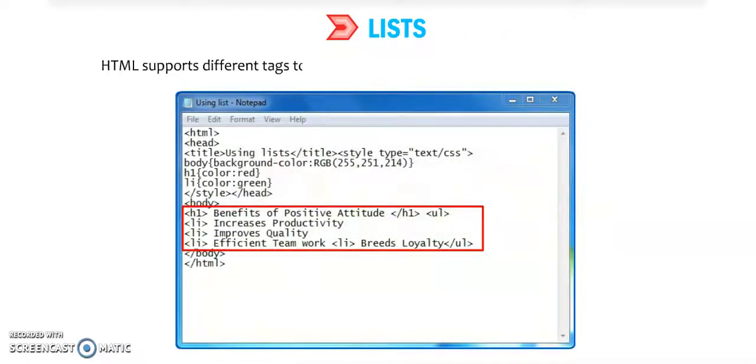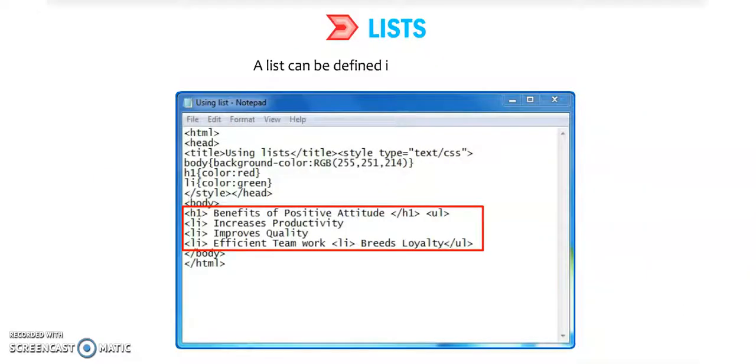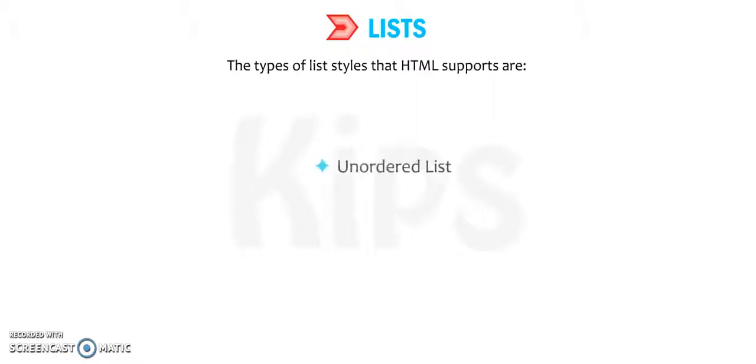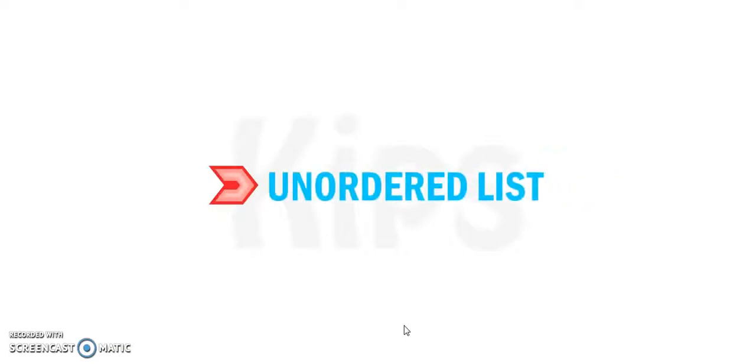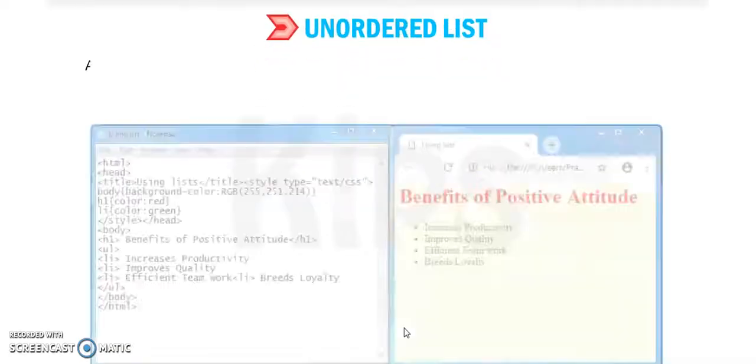HTML supports different tags to create lists for displaying list items in a specific order. A list can be defined in different styles also. The types of list styles that HTML supports are unordered list and ordered list. First we will discuss the unordered list.